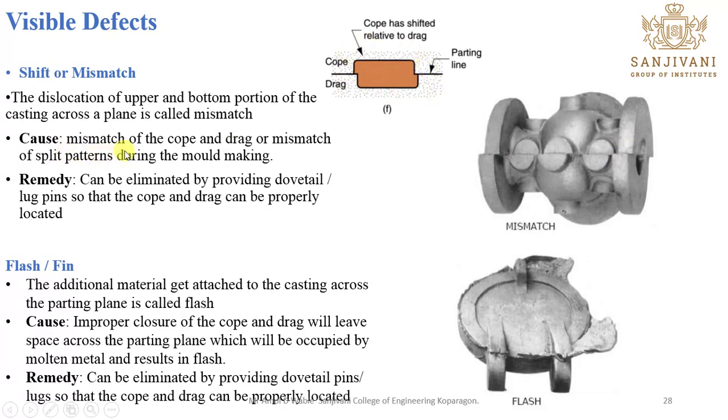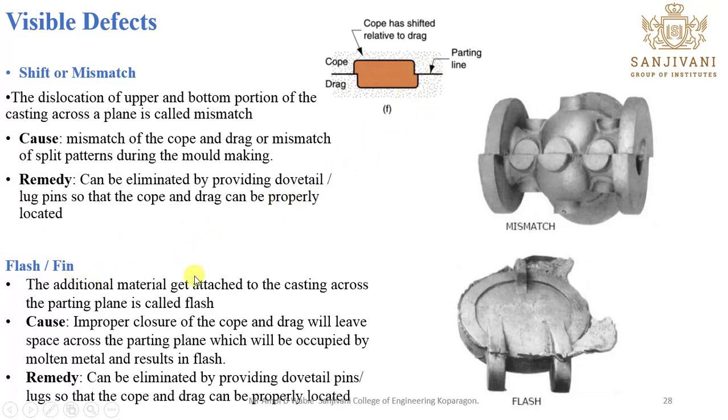So what is the cause? Mismatch of the cope. If the cope and drag of your mold cavity are not aligned properly, then this kind of defect will be produced. So what will be the remedy now? What precaution can you take? When you fix the top half and bottom half, you can provide a dowel pin, and due to that, proper alignment of your top half and bottom half will be there, and this mold surface will match exactly and you can reduce this defect.